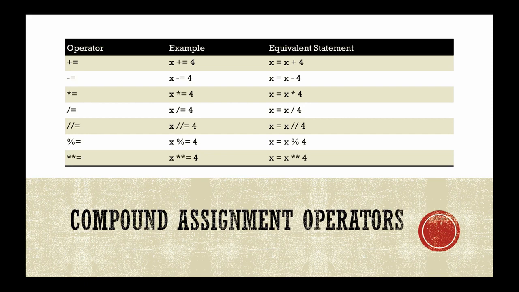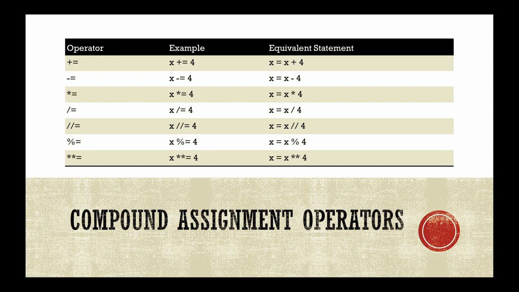Here, we have the plus equals operator. So let's say you have a variable x and you want to increase the value of x by 4. What you would do is type in x plus equals 4. The equivalent statement to that is x equals x plus 4. Both of these statements increase x by the value of 4, but using the plus equals operator condenses and makes your code more concise. The minus equals operator takes x and subtracts 4 from it.